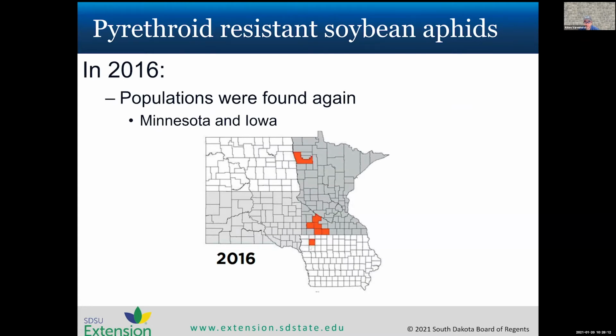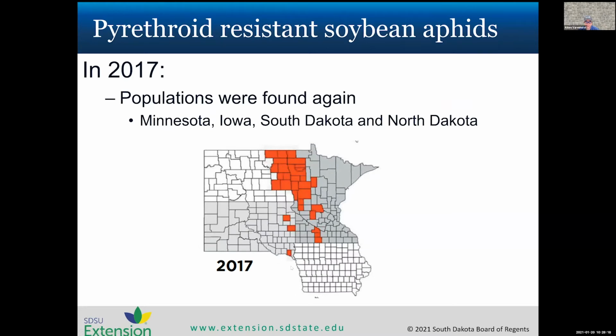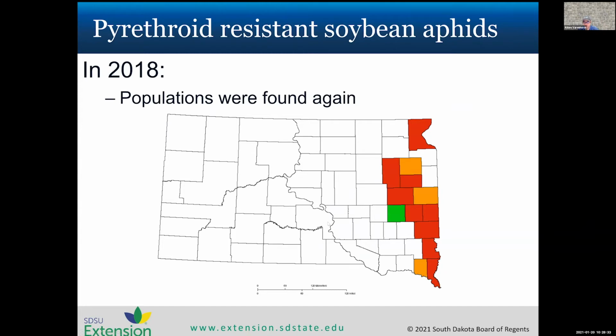Jump to 2016. Now there's still issues in Minnesota. Iowa also has an issue pop up. 2017, a lot more issues. So you can see where the soybean aphid population showed up in 2017. We tested 3 locations in South Dakota. We didn't even have large populations, but we found resistance. In 2018, I had a student actually work on this. He found populations pretty much everywhere he looked. The red indicates the 2018 resistant populations. Except we had one county here that's green. Those are actually still susceptible, so that's good news. But we did have a lot of resistant populations show up.